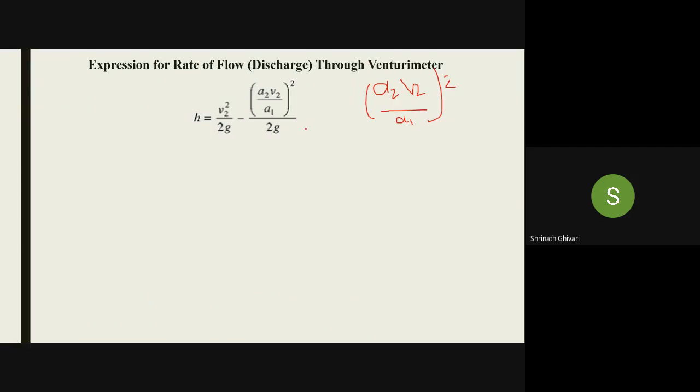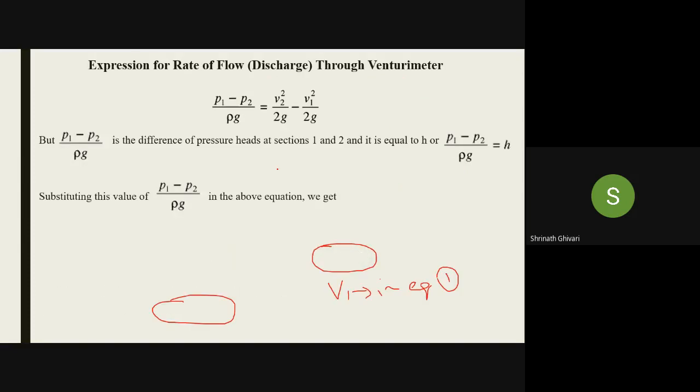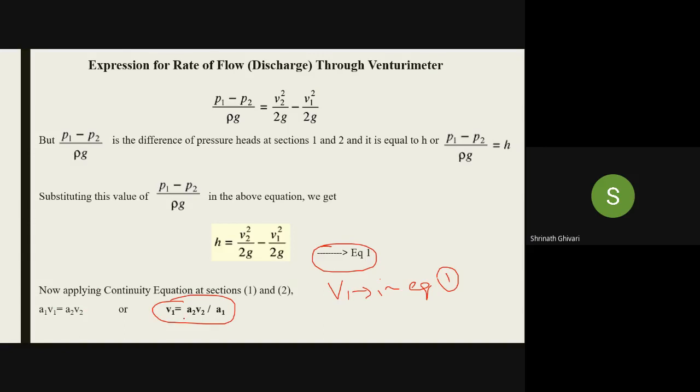Now I want an expression in terms of V2 because V2 is common now. I have to find out the discharge A2 V2, so I want V2. Some people may be thinking, sir, why have you taken V2 like this? I may take it like this also, if I want it in terms of V2, it will be A1 V1 divided by A2.